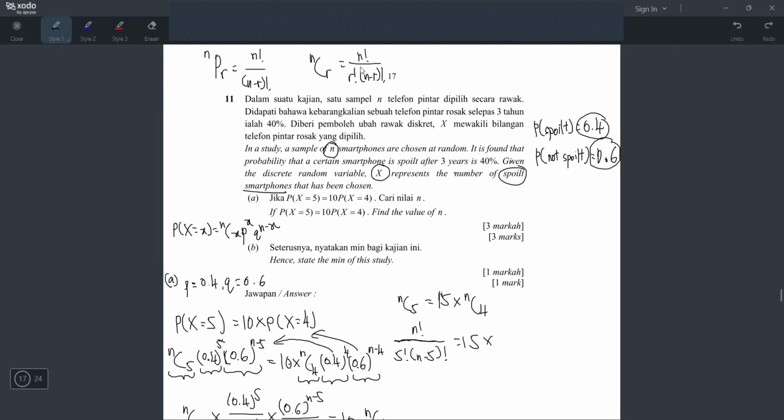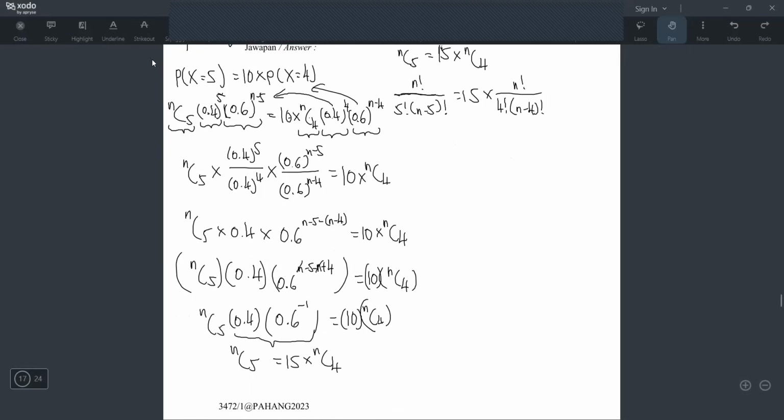Same thing, you use this formula again. N factorial, n is the top number, so n factorial over r factorial. R is the number below, which is 4, so 4 factorial, and then bracket n minus 4, close bracket factorial. Okay, now we can continue here to find the value of n.